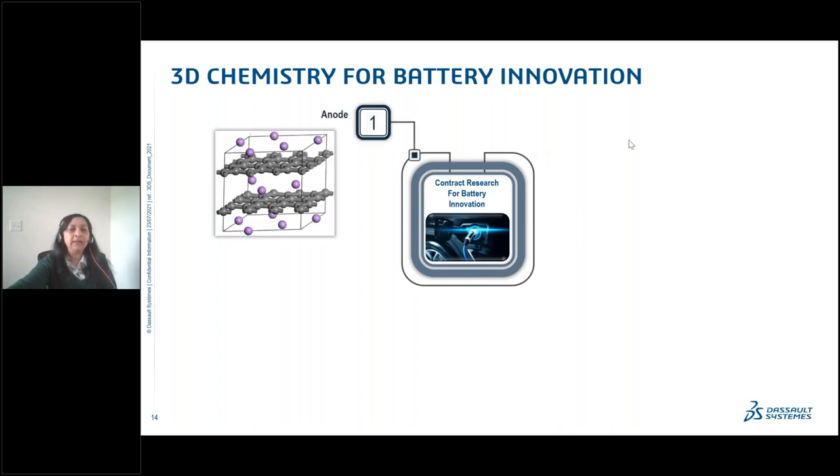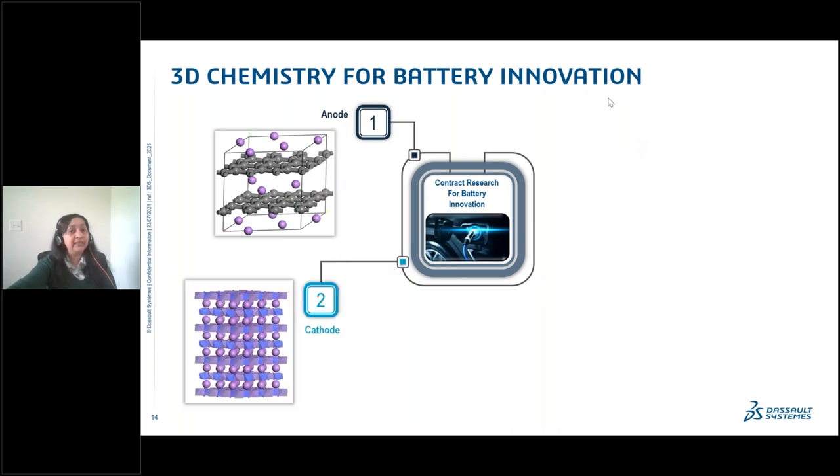For example, in the area of designing and optimizing anodes, we have methods to simulate the transport process in the anode active material as a function of state of charge. Swelling: what happens to the anode? Is it swelling on usage? Effects of particular coatings on the anode. What happens if there's a particular coating? How does that change the behavior?